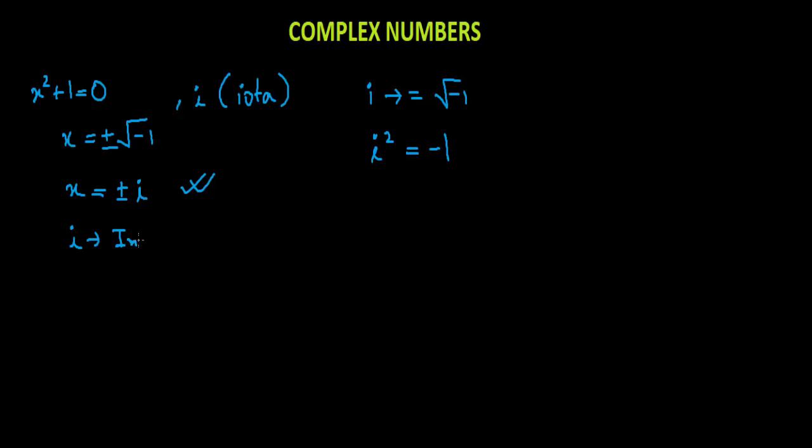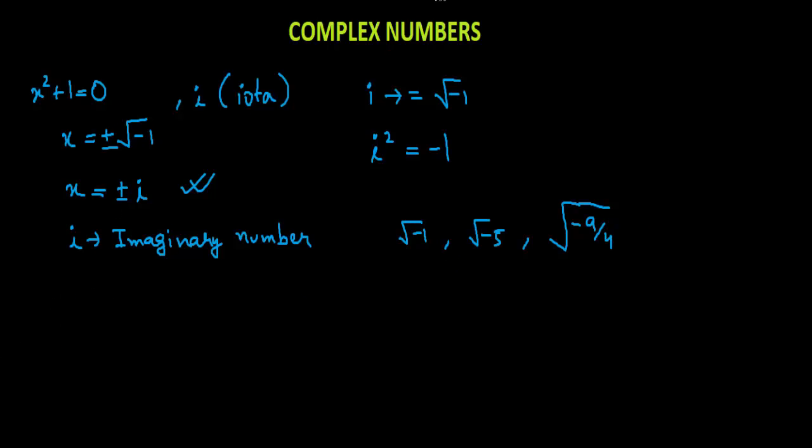Imaginary number. In general, the square roots of all negative real numbers are called imaginary numbers. Like, the first example is root under negative 1, or root under negative 5. So the square root of anything negative is an imaginary number.